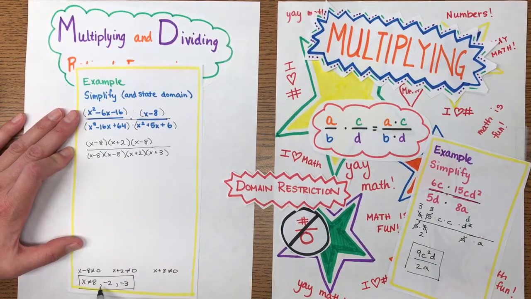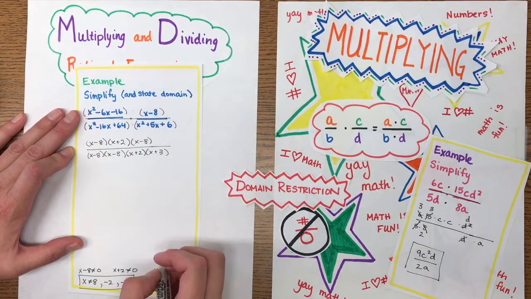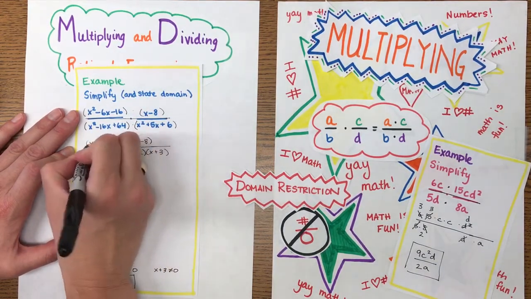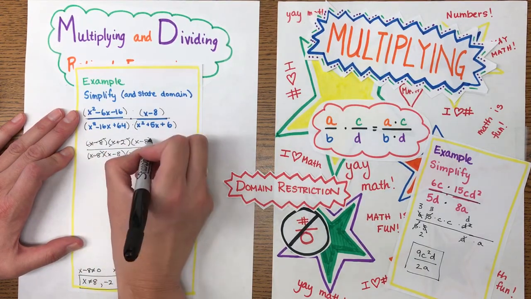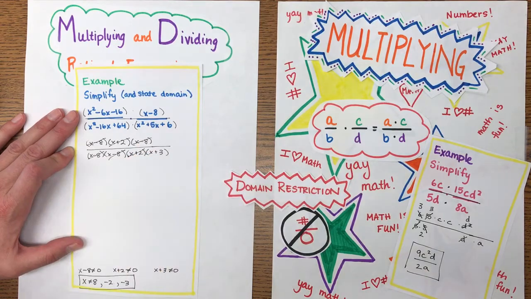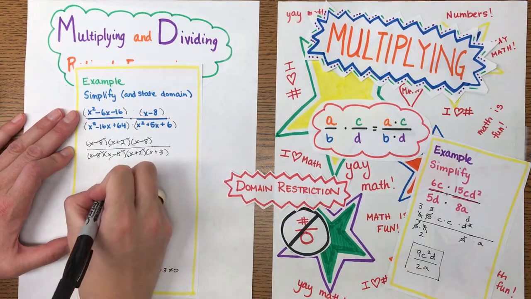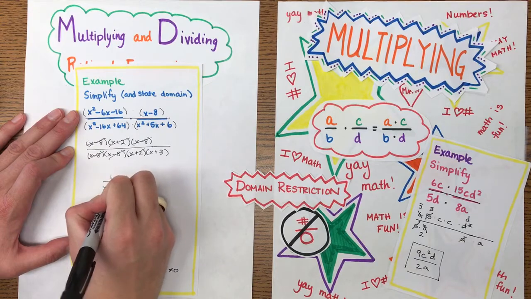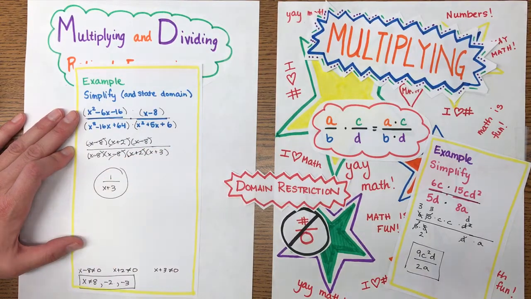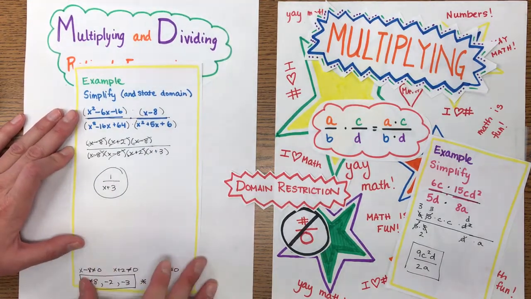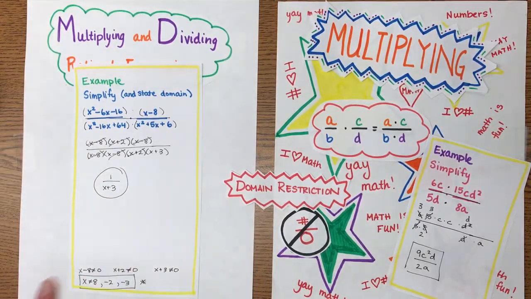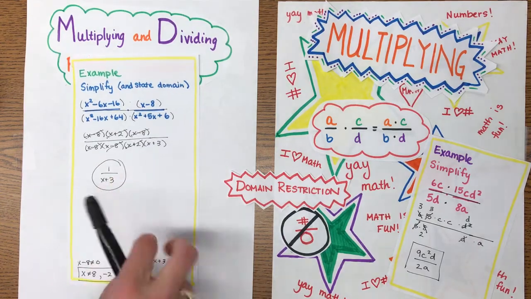Now that I've found my domain restrictions, I'm going to go through and cancel like terms. So x minus 8 and x minus 8, x plus 2 and x plus 2, x minus 8 and x minus 8. This leaves me with 1 divided by x plus 3 as my simplified expression with these domain restrictions applied. So to recap, we factored, stated the domain restrictions, and then canceled like terms.